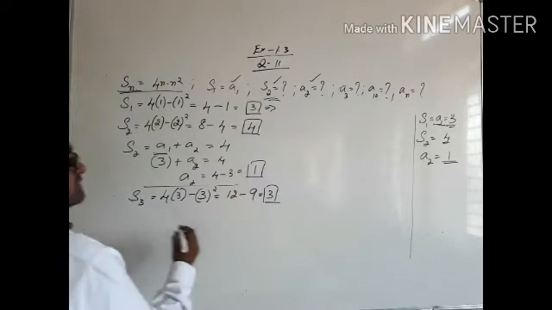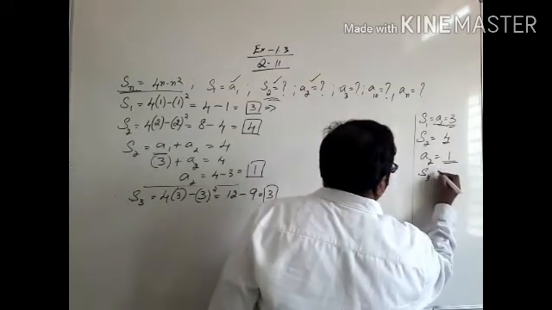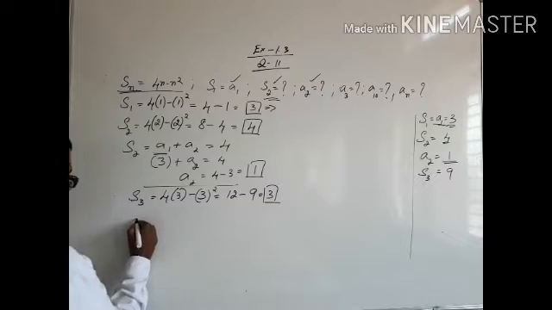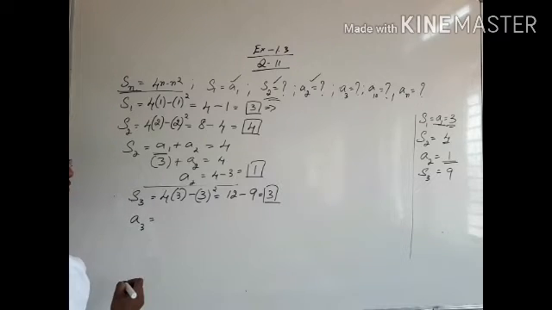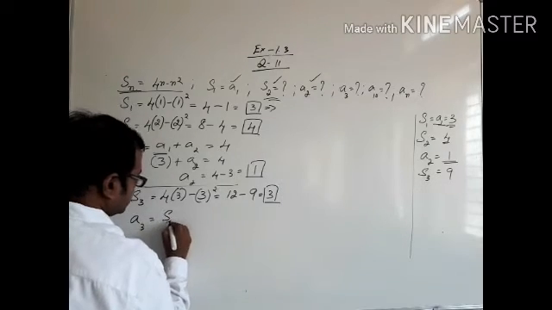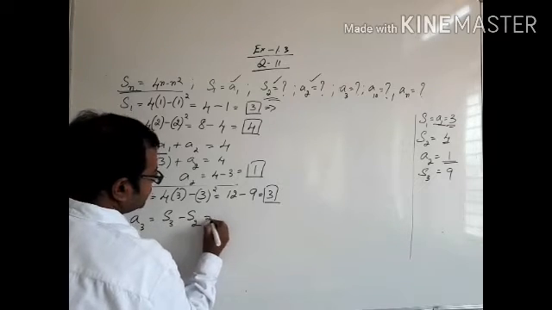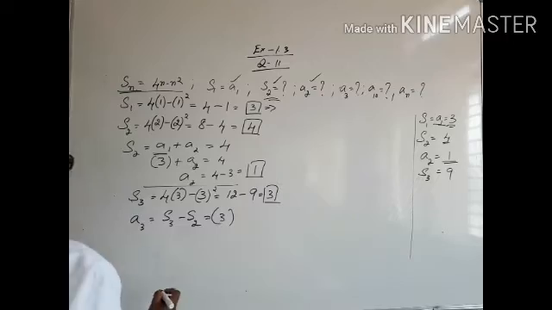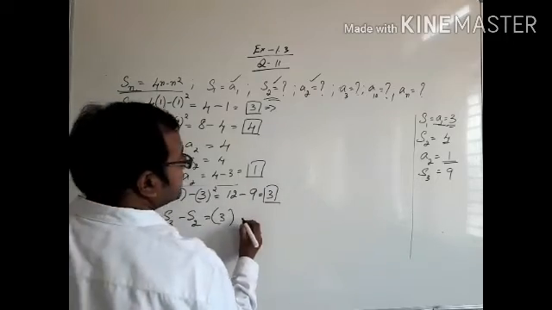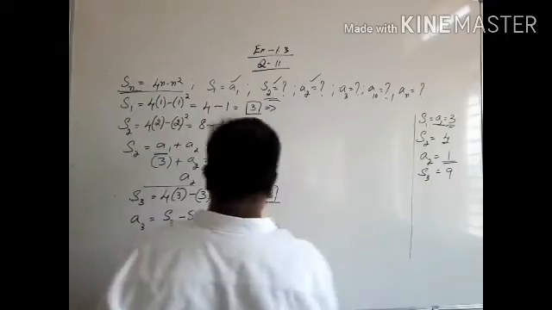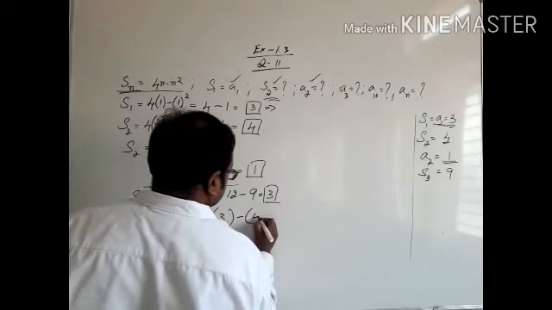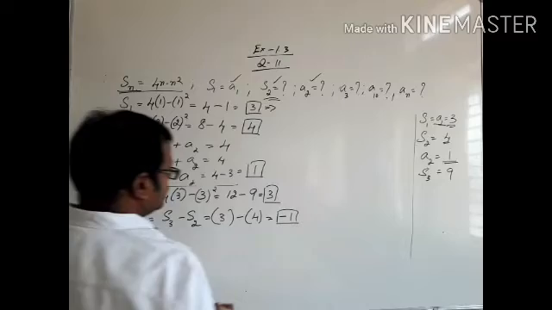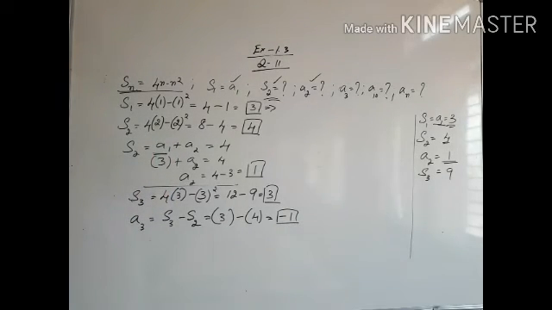So I am just writing S3 here. S3 is 3. Using this you can find out A3. A3 is equal to S3 minus S2. The value of S3 is 3. Sorry, S2 value is 4. So 3 minus 4 is equal to minus 1. So the third term is minus 1.